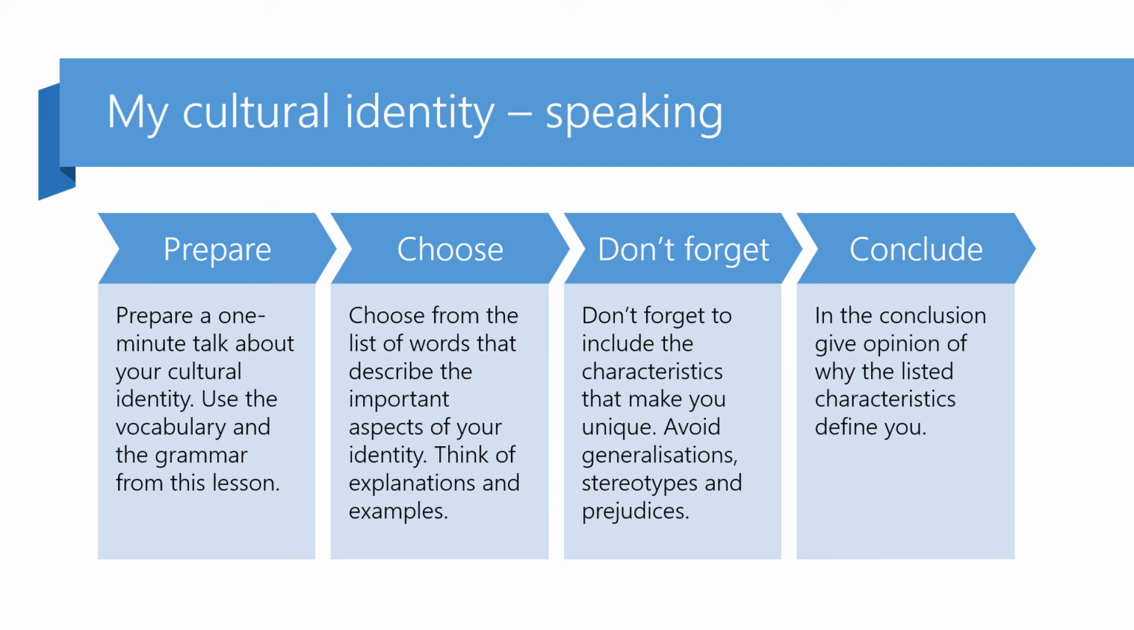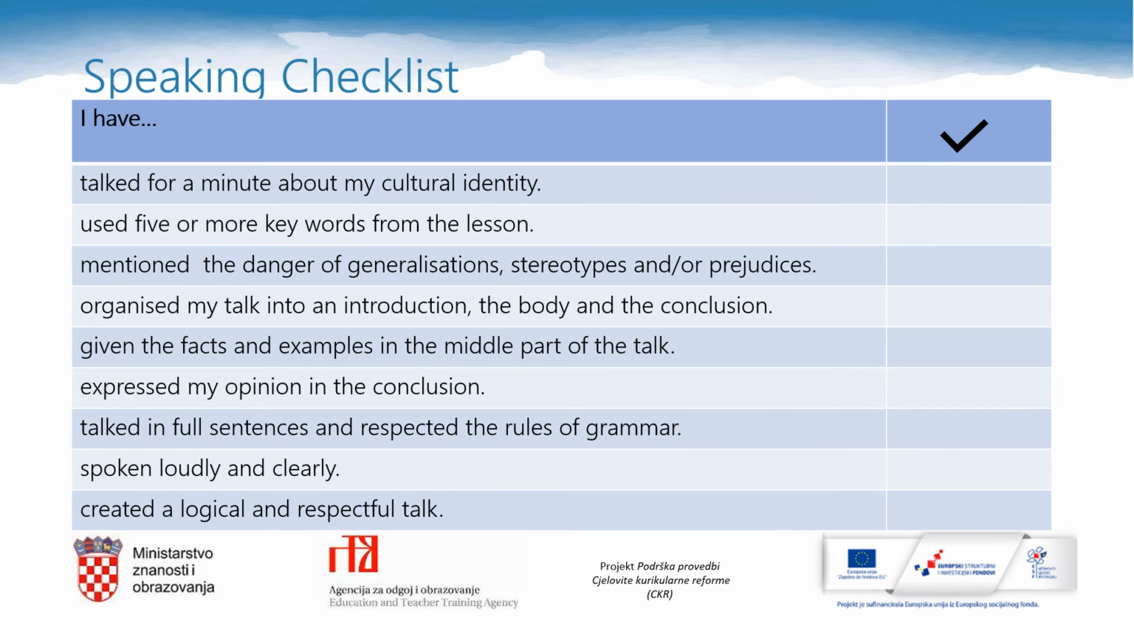Don't forget to include the characteristics that make you unique. Avoid generalizing, avoid stereotypes, and especially avoid prejudices. In the conclusion, give your opinion on why you listed the characteristics, why those words, why those characteristics define you. Your opinion is the conclusion of your 1-minute talk. This checklist will help you organize your talk well.